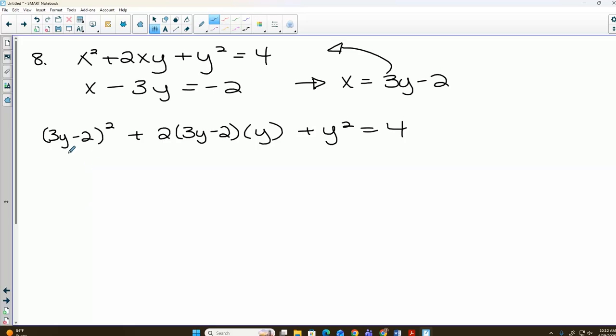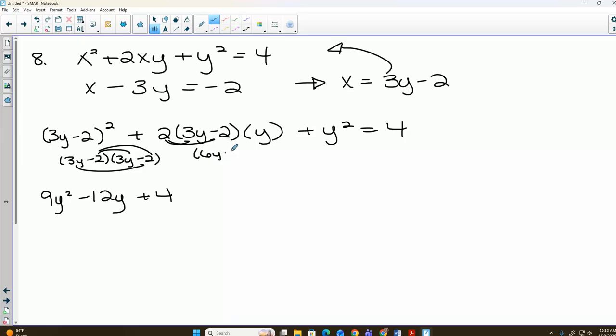Alright, so you have to think a little bit here. 3y minus 2 squared means we have to FOIL it out. So we get 9y squared minus 6y minus 6y would be minus 12y plus 4. Here, if you distribute your 2, you have 6y minus 4, but that's all still multiplied with y. So if I take my y through as well, we get 6y squared minus 4y.